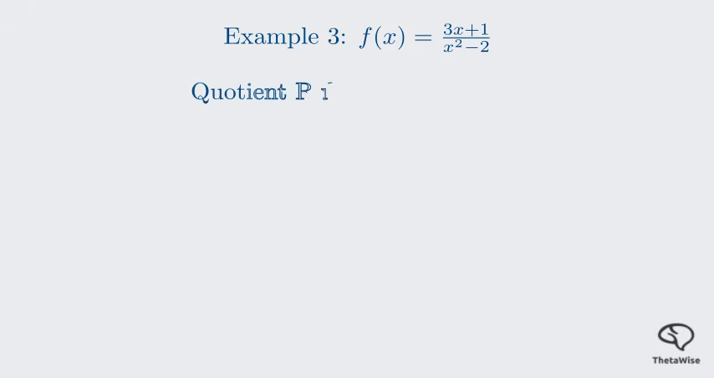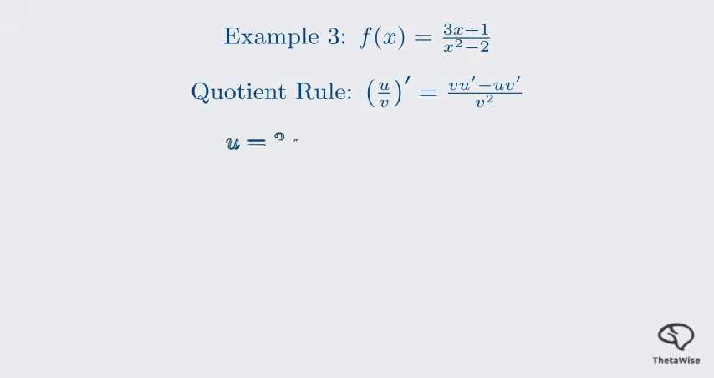For our final derivative example, let's look at one involving the quotient rule and see how it relates to our previous work. Let's find the derivative of 3x plus 1 divided by the quantity x squared minus 2. This one is a perfect fit for the quotient rule, which I'll write on the board. The quotient rule says the derivative of u divided by v is v times u prime minus u times v prime, all divided by v squared. A common mnemonic for this is low d high minus high d low all over low squared.